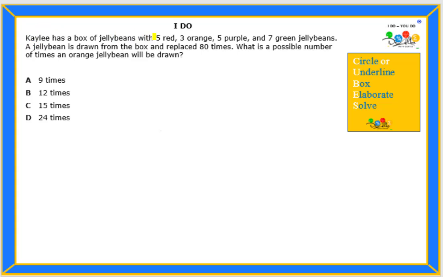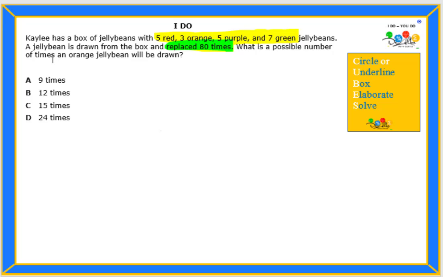Kaylee has a box of jelly beans with 5 red, 3 orange, 5 purple, and 7 green jelly beans. A jelly bean is drawn from the box and replaced 80 times. What is a possible number of times an orange jelly bean will be drawn?